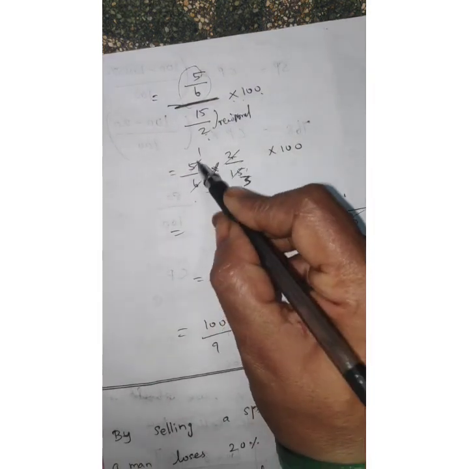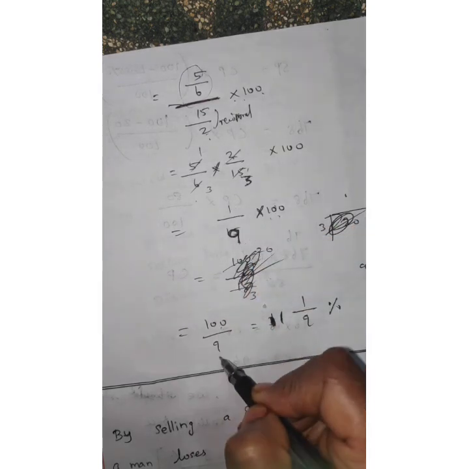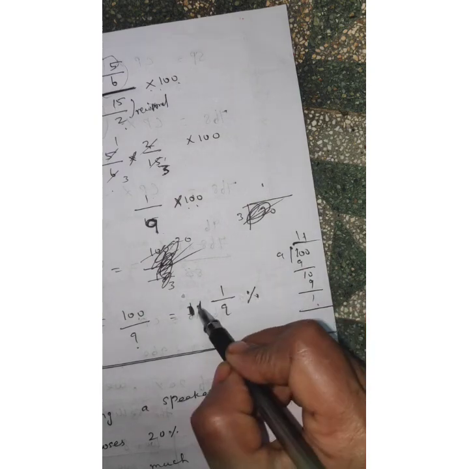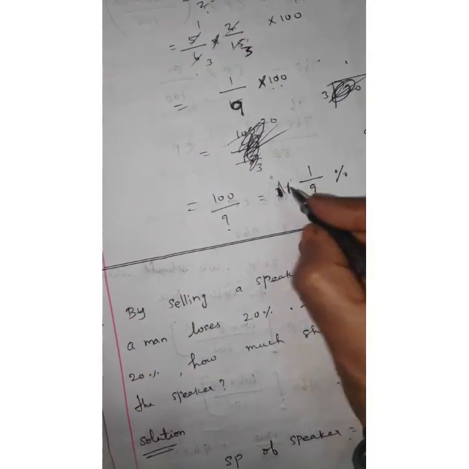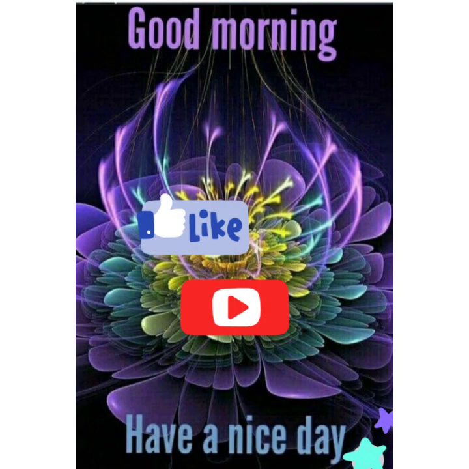2 3s are 6, 5 3s are 15. 1 by 9 into 100. 1 into 100 equals 100 by 9. Divide and write, that means 11 1 by 9 percent. 11 1 by 9 percent.